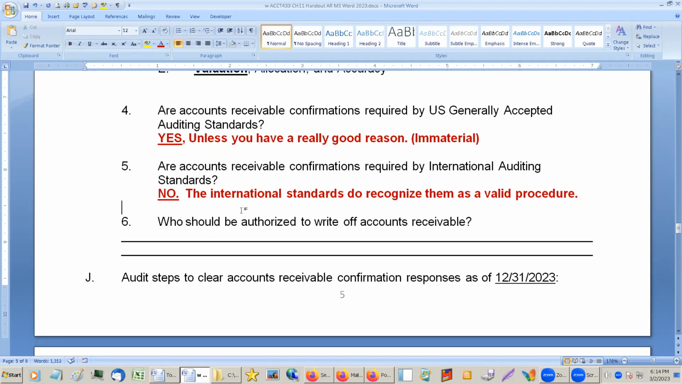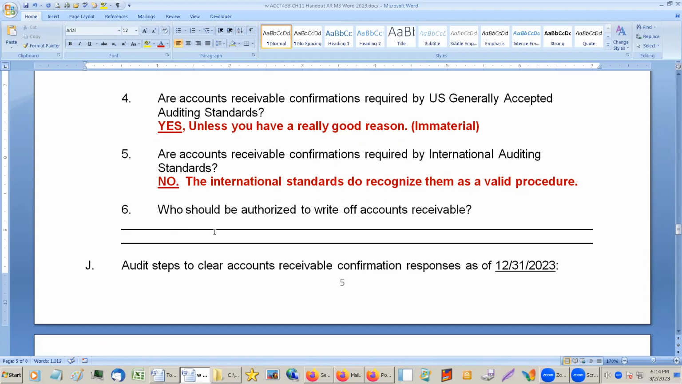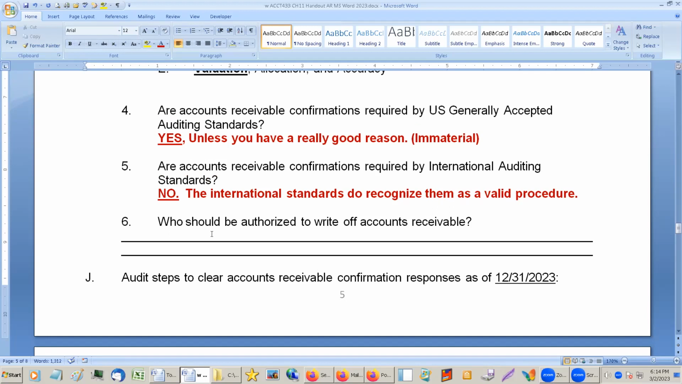We find this a lot with the international standards, that they give a little more judgment to the auditors, whereas US standards are a little more prescriptive. They say you're required to use it unless you have a really good reason not to. Whereas international standards kind of leave it up to the auditor's judgment. And there are pluses and minuses to both.